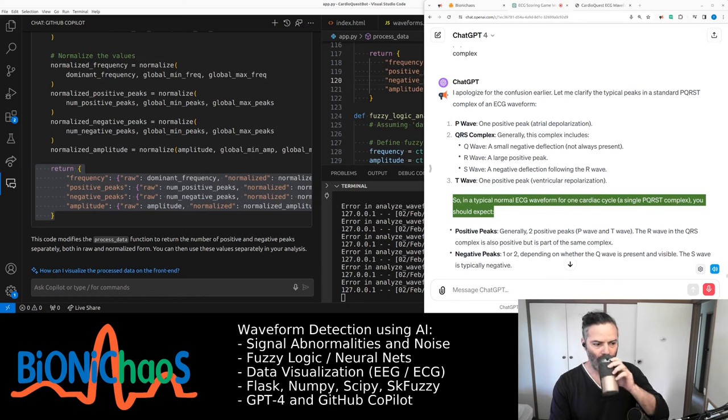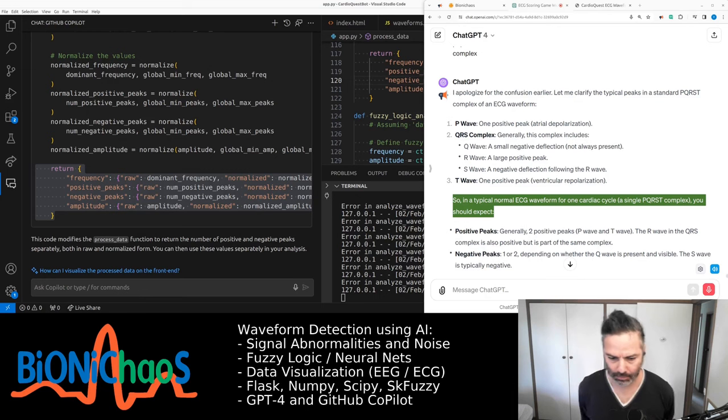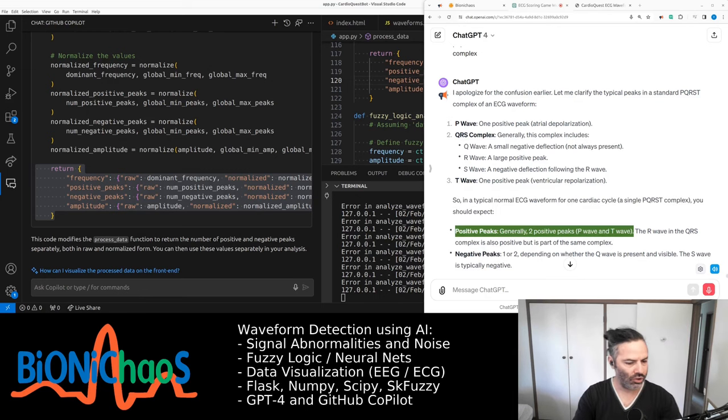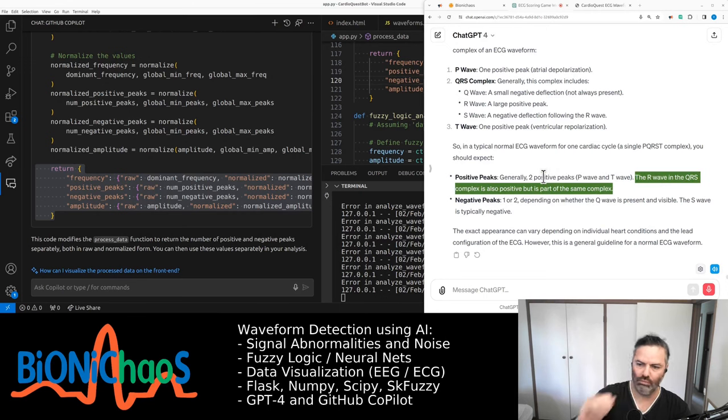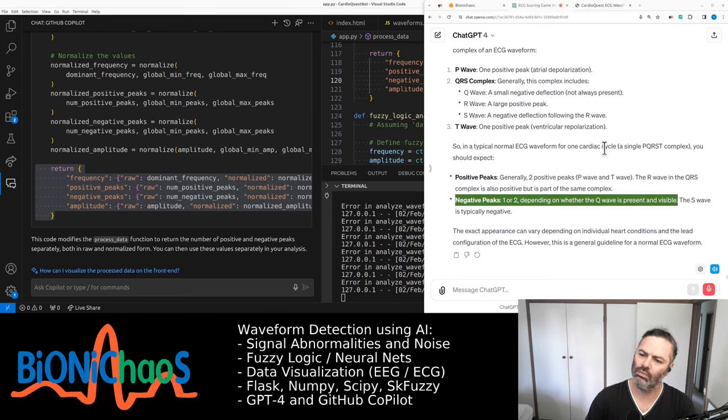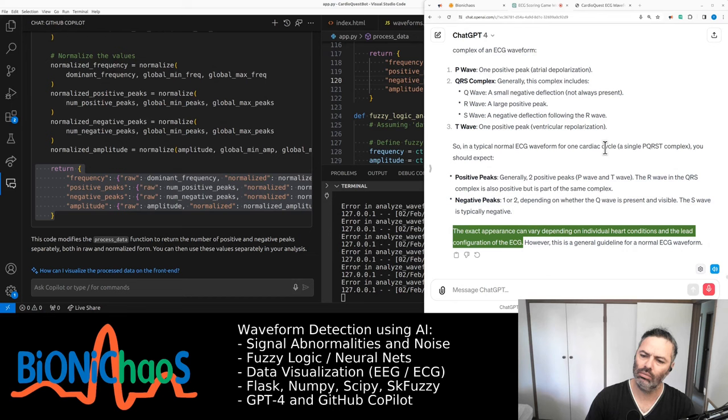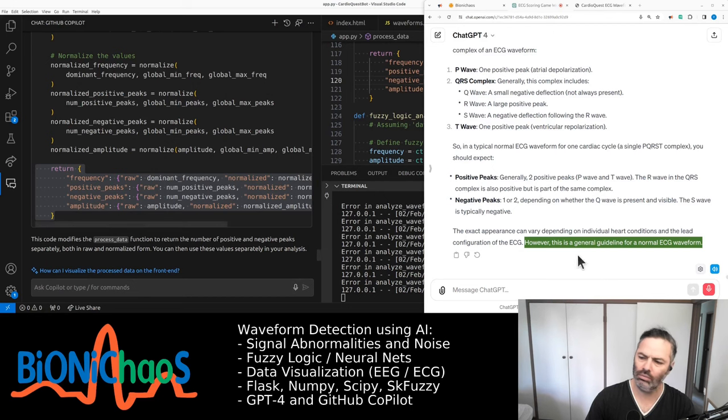So, in a typical normal ECG waveform for one cardiac cycle, a single PQRST complex, you should expect positive peaks, generally, two positive peaks, P wave and T wave. The R wave in the QRS complex is also positive but is part of the same complex. Negative peaks, one or two, depending on whether the Q wave is present and visible. The S wave is typically negative. The exact appearance can vary depending on individual heart conditions and the lead configuration of the ECG. However, this is a general guideline for a normal ECG waveform.